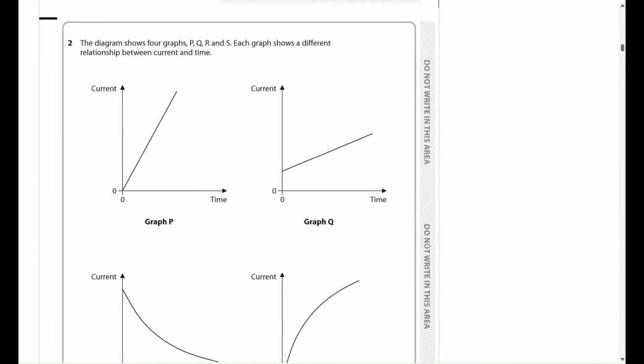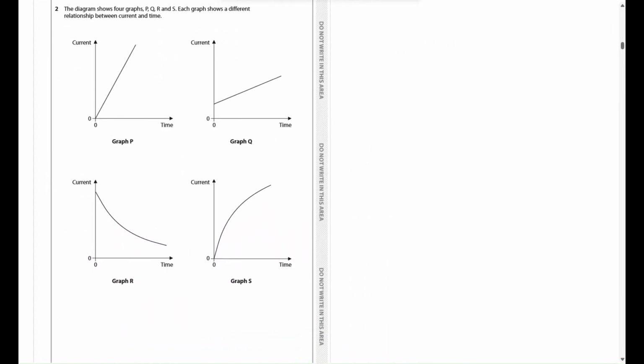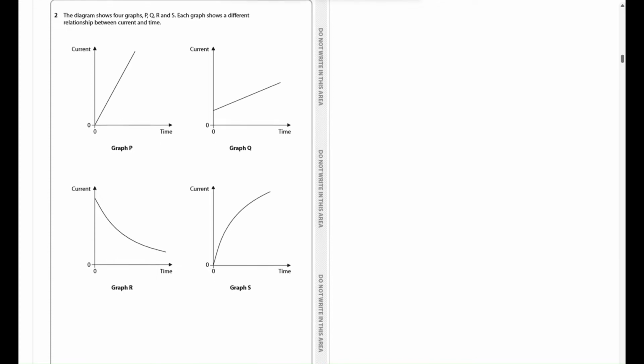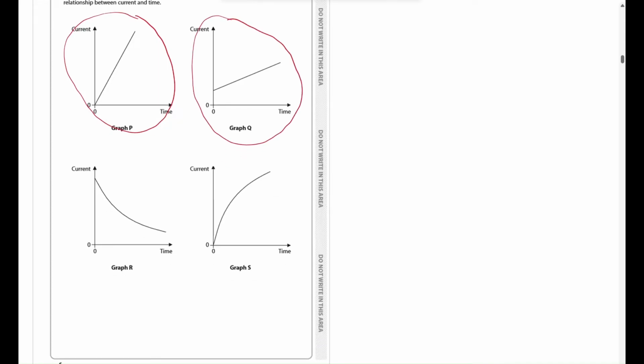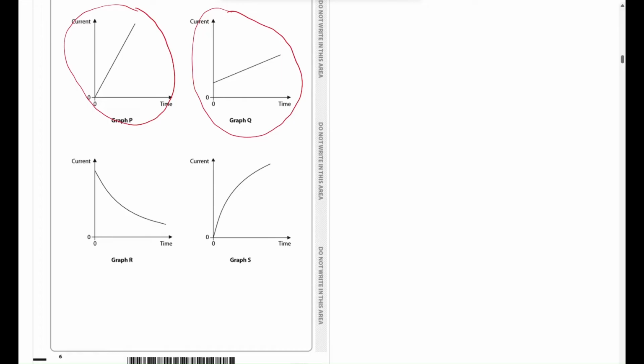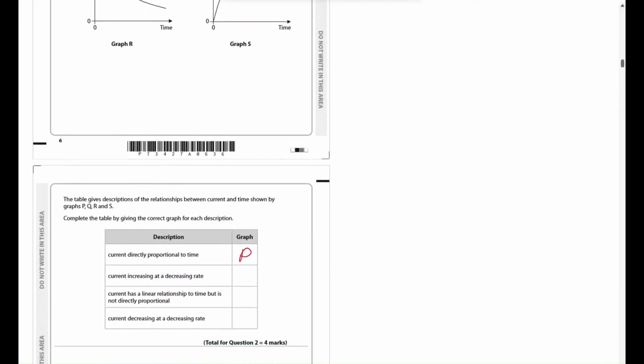Question 2, we've got some current against time graphs. Current directly proportional to time. Directly proportional is a straight line going out of the origin. So this one is directly proportional, P. Next easiest one is probably current has a linear relationship but not directly proportional. That's this one. It's a straight line, but it's not coming out of the origin. So that one's Q.